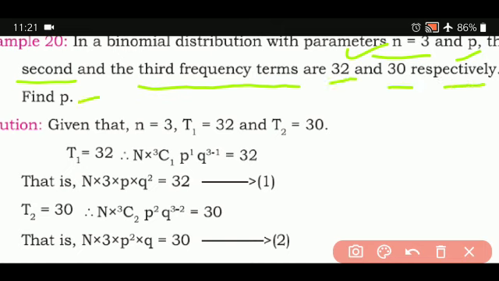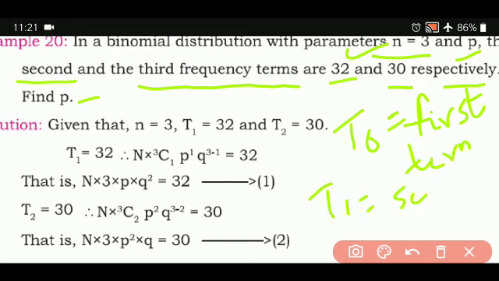Now see, whenever we say third frequency or first frequency, your mind immediately jumps to the usual numbering. Second means you are going to write it as T2. But here in this particular example, T0 is the first term. Remember, in the theoretical discrete distribution, T0 is the first term, T1 is the second term. So here your T1 is equal to 32. Your third term T2 is equal to 30.